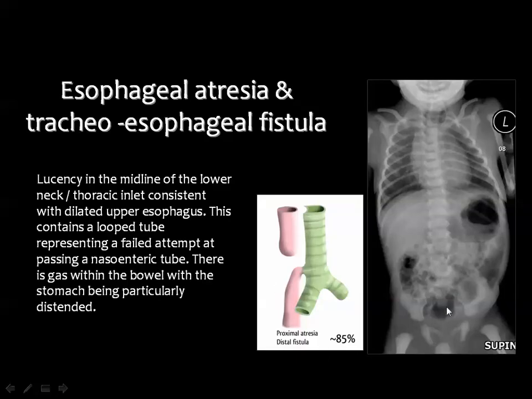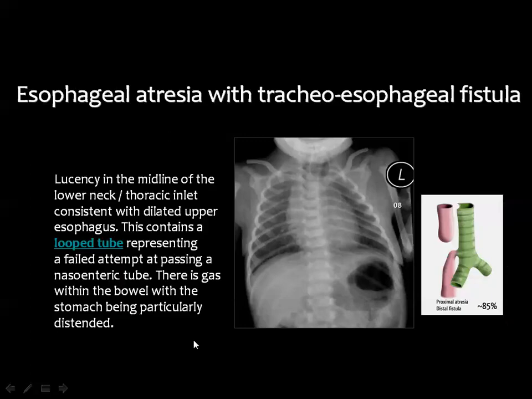And this is once more the most common type of esophageal atresia. You got blind pouch with coiled nasogastric tube, air in the abdomen, diagnostic of the blind pouch with fistula with the distal pouch.